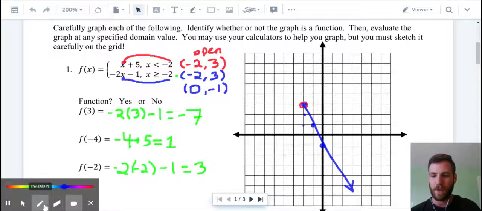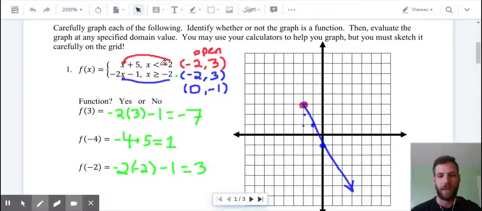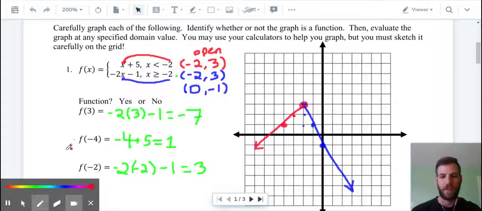Now for the red graph, I have to pick a point lower than negative 2, so I could pick negative 4. Well, negative 4 plus 5 is 1. So negative 4 comma 1 will be right here. And my slope is also just a 1, so I could just go down 1 and left 1 as well. And I'm just going to draw my line through those points. And I have a fairly accurate picture of what my graph would look like in graphing this function.